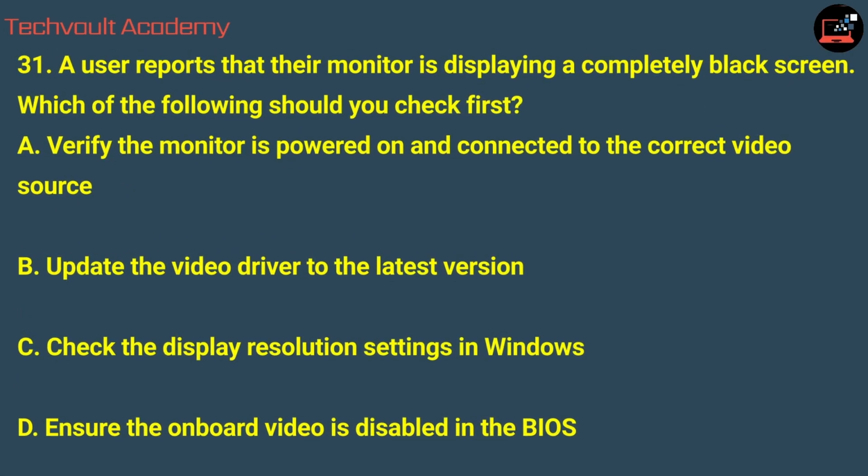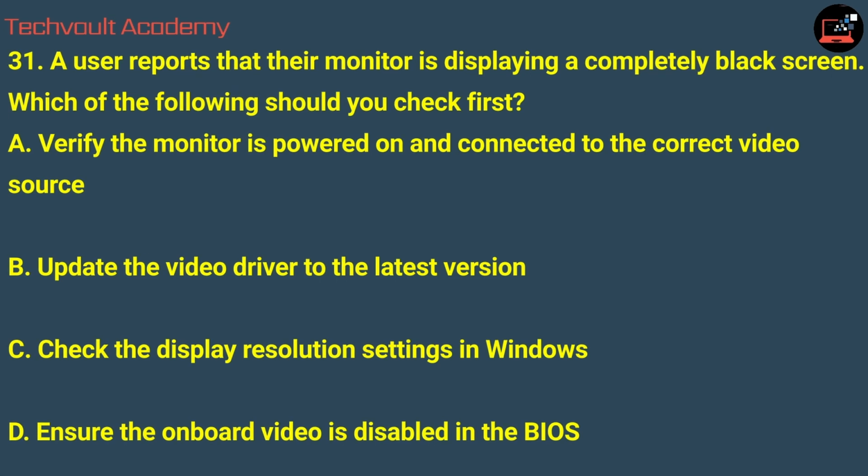31. A user reports that their monitor is displaying a completely black screen. Which of the following should you check first? A. Verify the monitor is powered on and connected to the correct video source. B. Update the video driver to the latest version. C. Check the display resolution settings in Windows. D. Ensure the onboard video is disabled in the BIOS.